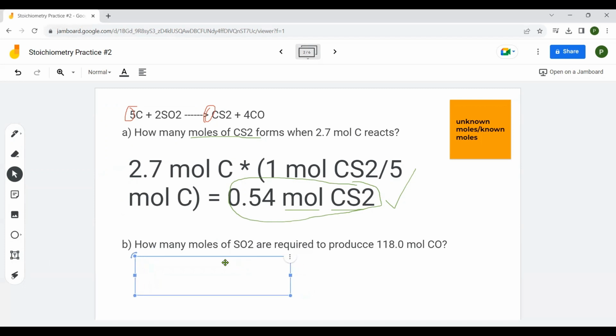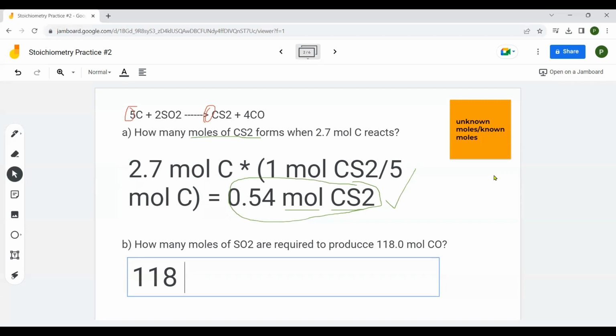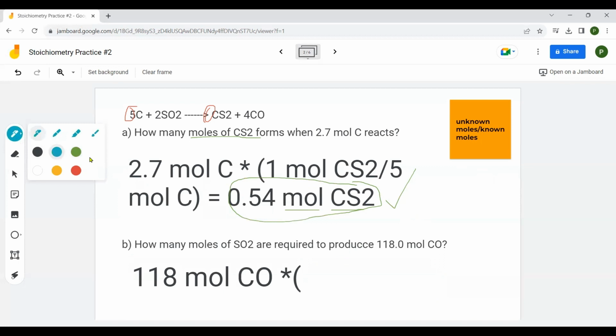It wants to know how many moles of SO2 are required to produce 118 mole of CO. So we have 118 mole of CO. We want to know how many moles of SO2 are going to be produced, so we have to set up our ratio. We'll use a different color for this one, just to avoid any confusion up here. So we're looking at SO2 and CO, and that ratio is going to be 2 to 4.